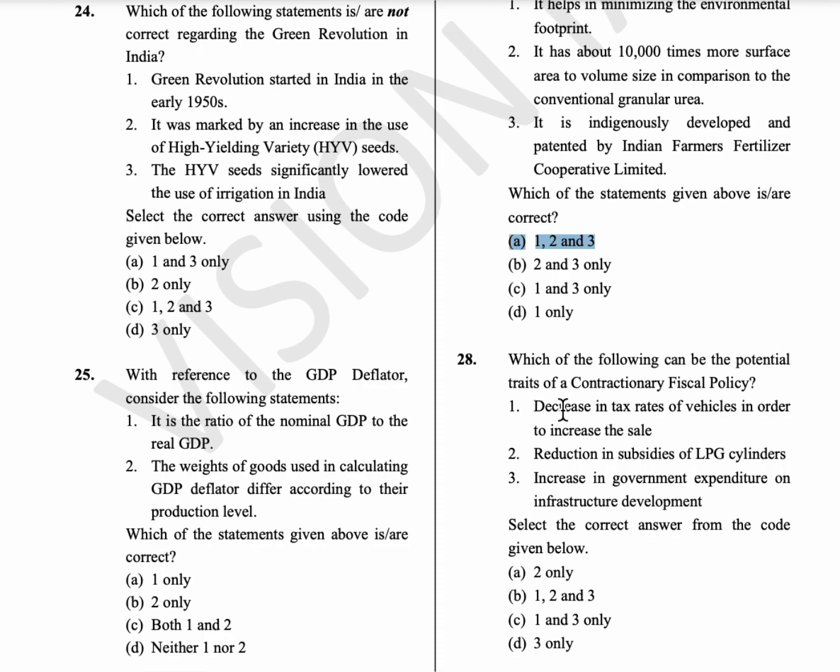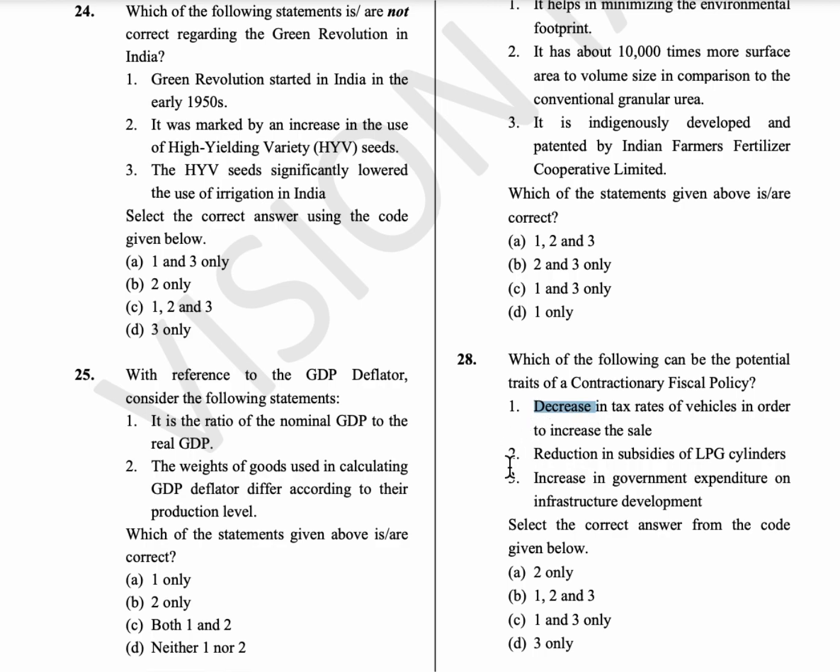Now 28th question, which of the following can be potential triads of the contractionary fiscal policy? Here the contractionary fiscal policy means if the government cuts its spending or raises taxes, then it is called contractionary fiscal policy. So let's look into the statements. First is decrease in the tax rate of vehicles in order to increase the sale. So here contractionary fiscal policy means increase in taxes and reducing the spending of the government. So it is not decrease, it is increase in taxes. So first statement is wrong.